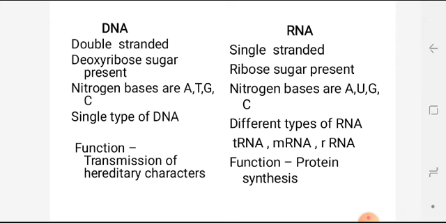A single type of DNA is present, but RNA has different types. They are tRNA, transfer RNA, mRNA, messenger RNA, and rRNA, ribosomal RNA. The function of DNA is transmission of hereditary characters. The function of RNA is protein synthesis.